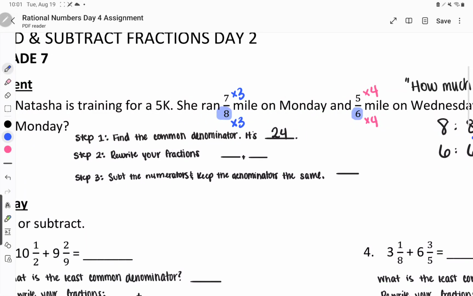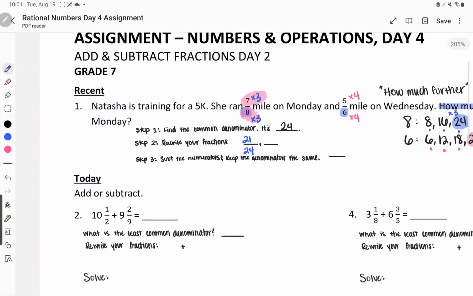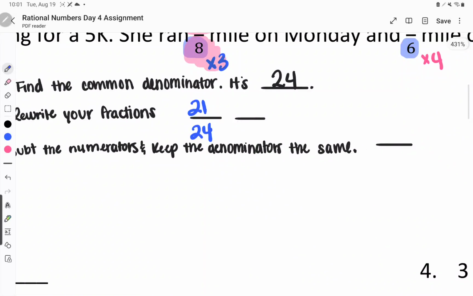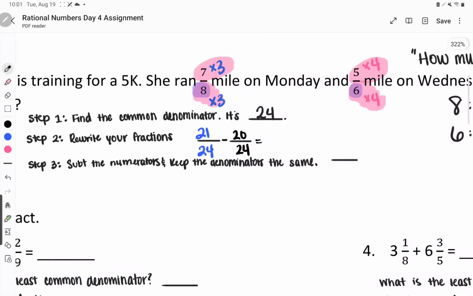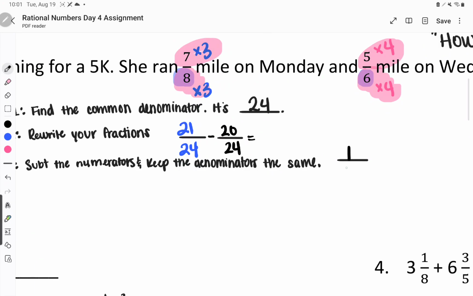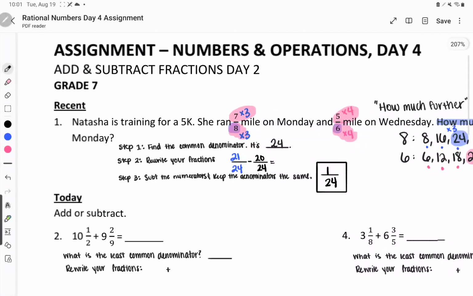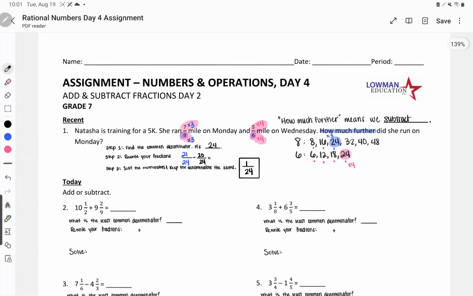So 7 times 3 is 21. And then 8 times 3 gives me 24. And this is supposed to be subtraction. And then we have 5 times 4, which gives us 20. And we have 6 times 4, which gives us 24. And then we can subtract the numerators, so it's 21 minus 20, which gives us 1, and then we keep the denominator the same, so our denominator is 24. So she ran 1/24 mile longer on Monday than she did on Wednesday.